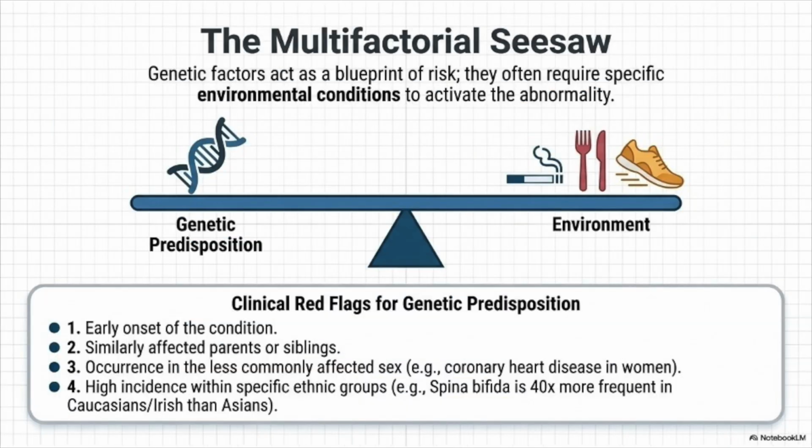In multifactorial disorders, genetic factors act as a blueprint of risk, but they often require specific environmental conditions to activate the abnormality. There are certain clinical red flags that suggest a genetic predisposition. These include early onset of the condition, similarly affected parents or siblings, occurrence in the less commonly affected sex, such as coronary heart disease appearing in women, and a high incidence within specific ethnic groups. For example, spina bifida is 40 times more frequent in Caucasians and the Irish compared to Asians.